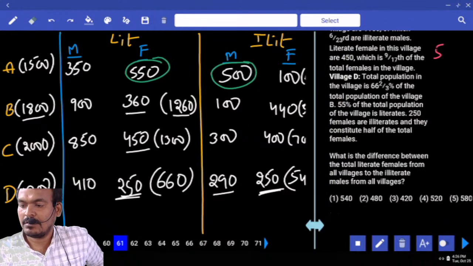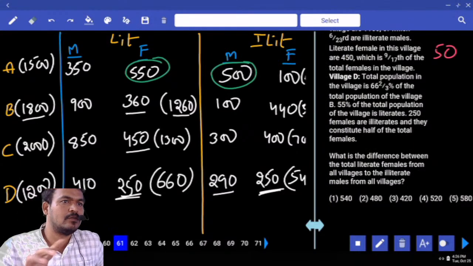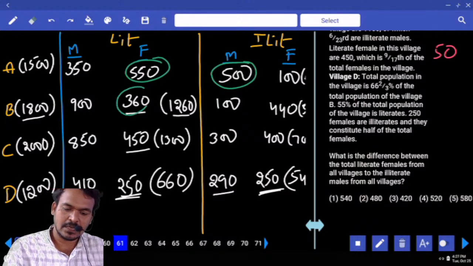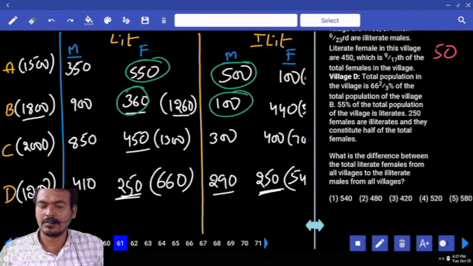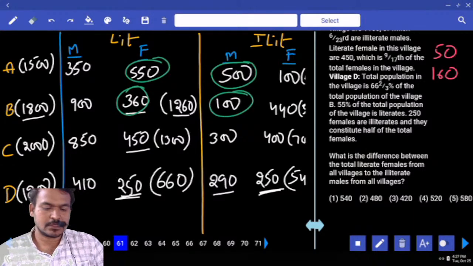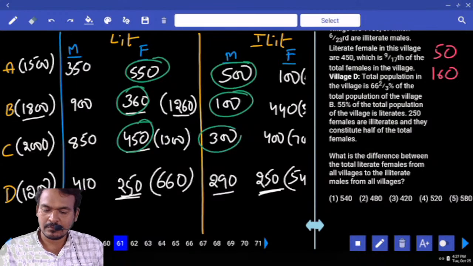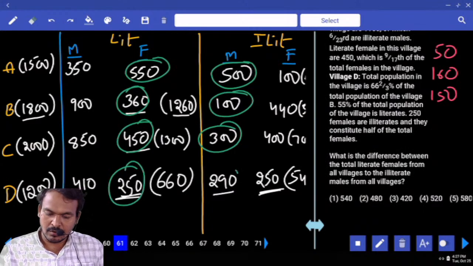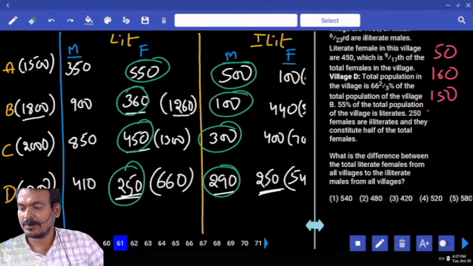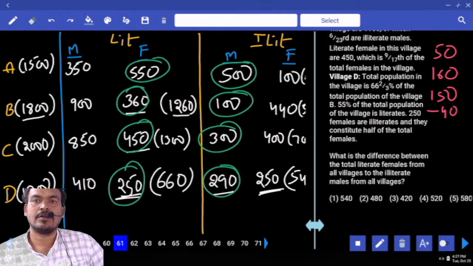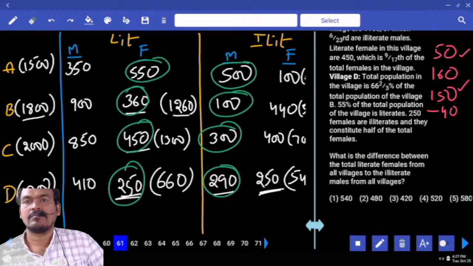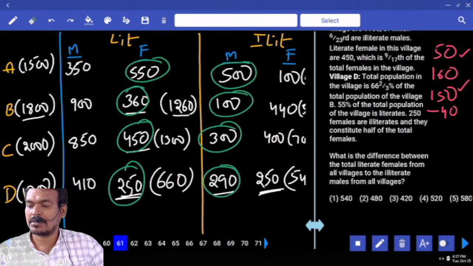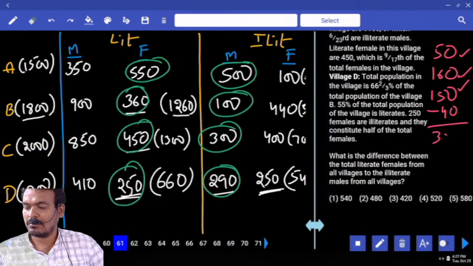What is the difference? First we need to identify individual villages, after that, all the villages. 360 and 100. What is the difference? 160. 450 and 300. 150 or not. Next, 250, 290. 40. Minus 40 or plus 40? Minus 40. 50 plus 150. 200. Minus 40. 160. 160 plus 160. 320 or not?